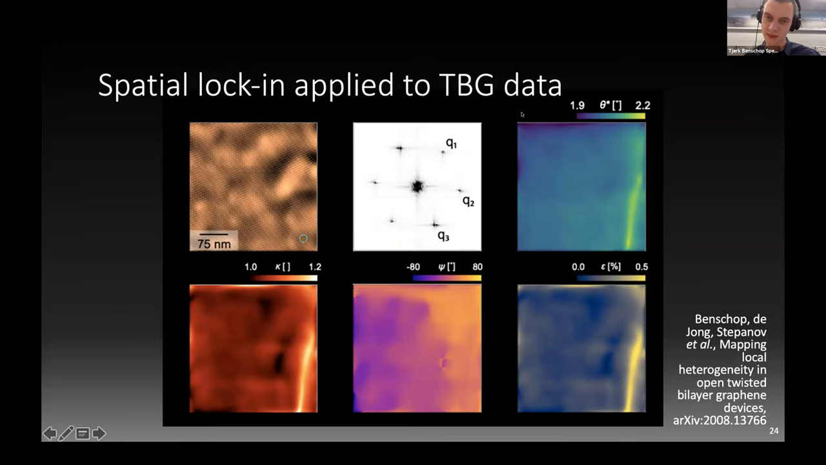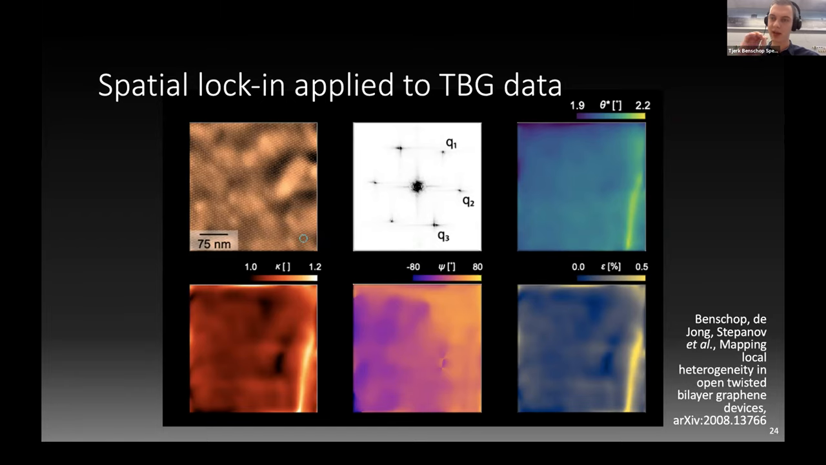And then let's look at the top right image. This is the local twist angle map we get out. As you can see, in the background there are some small variations, but the algorithm is also able to pick up on some much brighter feature, which by eye is not necessarily that visible in the data. It's good to see that lock-in is a very sensitive method, so we are able to pick up on these kinds of signals.